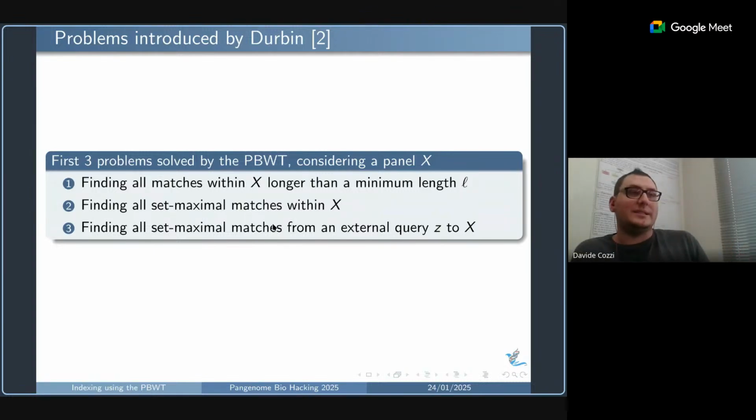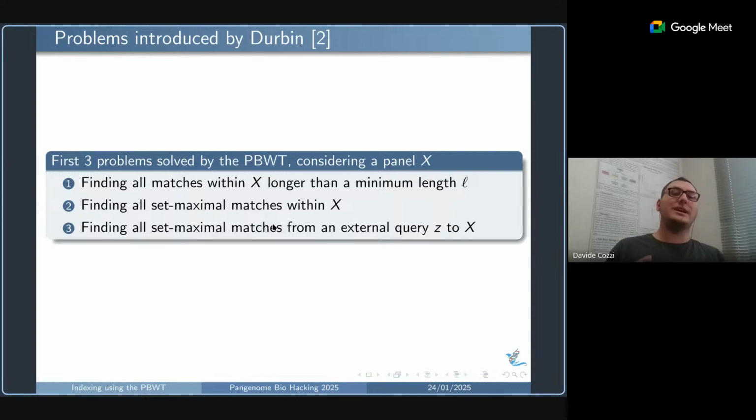Okay, we have indexed our panel, but what can we do with this index? Richard Durbin proposed 3 main problems that can be solved. First, find all matches within the reference panel longer than a minimum length. So we are talking about all versus all haplotype matching with a threshold on the length. Then we can find all the set maximal matches, again, within the reference panel. And we will see very soon how many of these matches we can get from a toy example.